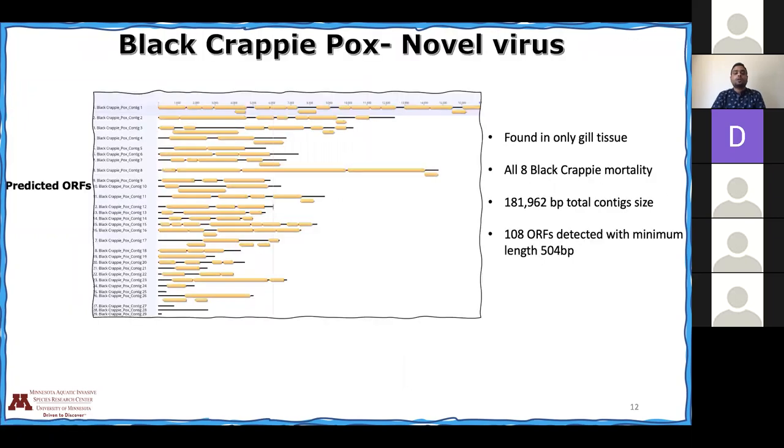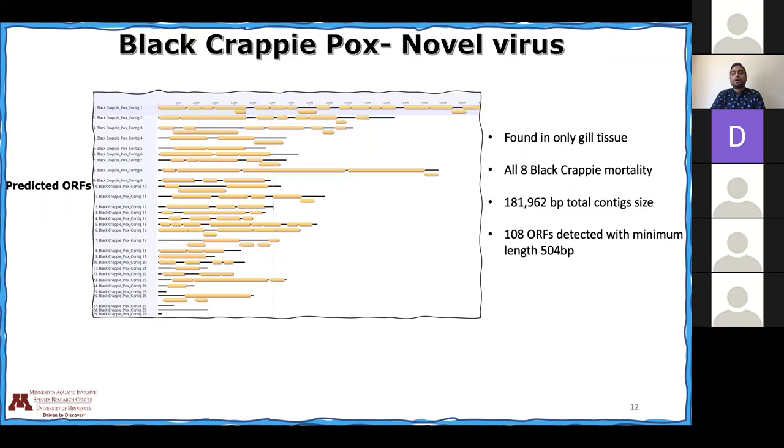So next one was the black crappie pox novel virus. This is very interesting in our data. We found one specific pox virus present only in the black crappie samples. And the interesting thing here is that all the hits are from the gill tissue. And we had a total of 8 black crappie specific mortality events. So all those samples contain black crappie pox virus.